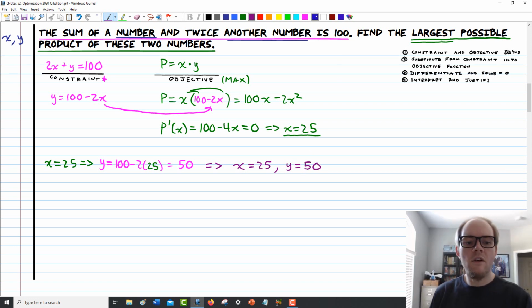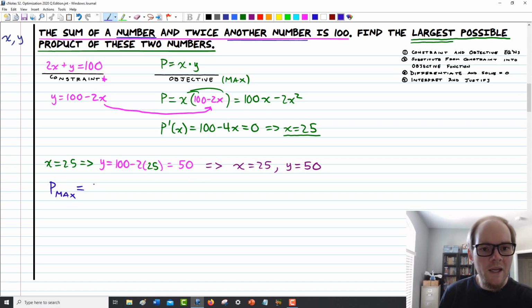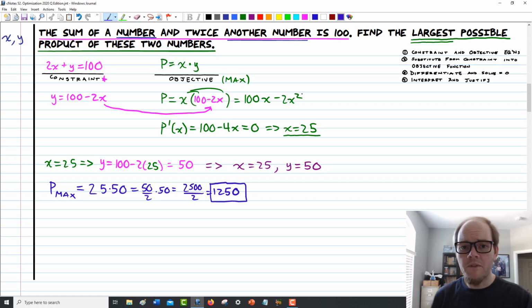It's easy to say that's our answer, but keep in mind, we're supposed to find the product of those two numbers. So if we want to find what we're going to call P max, the maximum or largest product, I would expect that to be 25 times 50. And geez, let me see, I think I can do this. This is the same thing, but this is unnecessary arithmetic. I just get a kick out of it. That's the same thing as 2,500 over 2, which is 1250. So the largest possible product is apparently 1250.